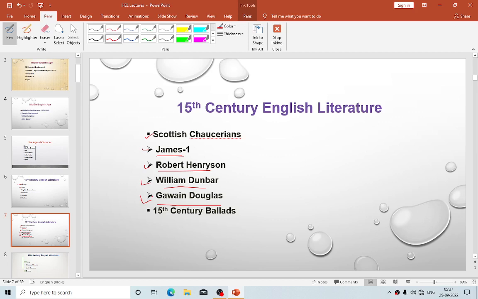The Palace of Honor, reminiscent of Chaucer's House of Fame, is an allegory in nine-line stanza. It has little to recommend itself besides the ornate rhetoric so common in all these Scottish poets. King Hart is a childish allegory of life in octaves.